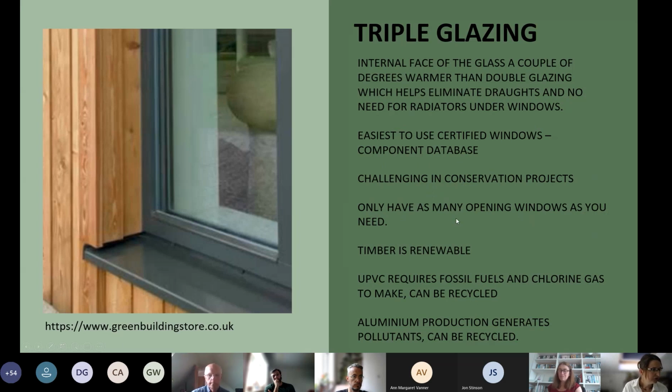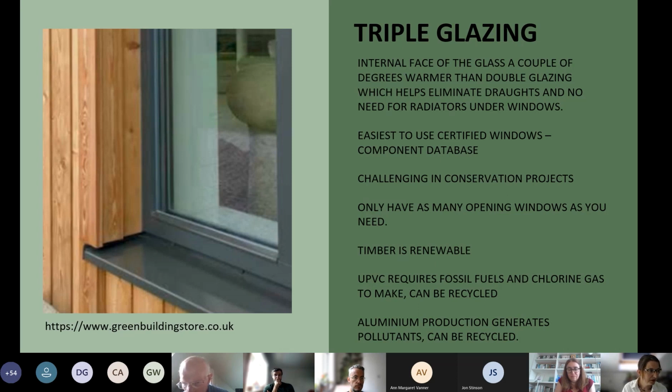So in relation to windows, obviously most Passive House projects require triple. They don't require triple glazing, but generally we need to put triple glazing in to meet the standard. And again, this is about completing the building envelope. So if you put in triple glazing, you'll find that the inner pane of glass on a triple glazed window is a couple of degrees warmer than with a double glazed window, which will then help eliminate drafts in the building. And you won't have to do things like put radiators under the windows to improve comfort.